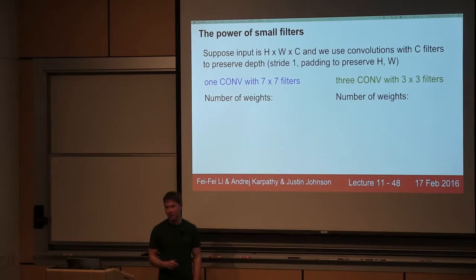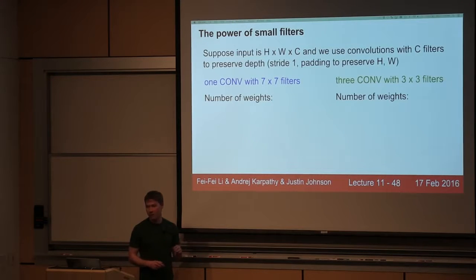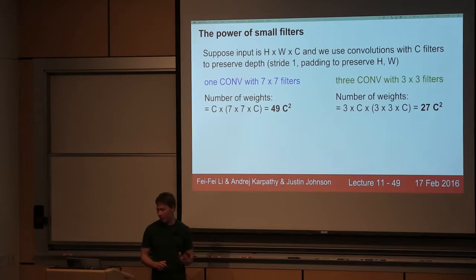Anyone have a guess on how many weights the single 7x7 convolution has? You can forget about biases because those are confusing. My answer, I hope I got it right, was 49C squared, because you've got this 7x7 convolution, each one is looking at a depth of C, and you've got C such filters, so 49C squared. But now for the 3x3 convolutions, we have three layers of convolutions. Each filter is 3x3 by C, and each layer has C filters. When you multiply that all out, three 3x3 convolutions only have 27C squared parameters.